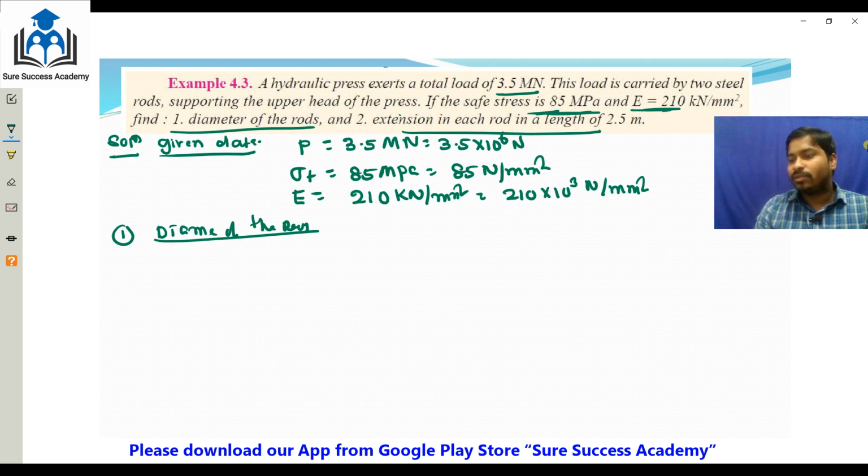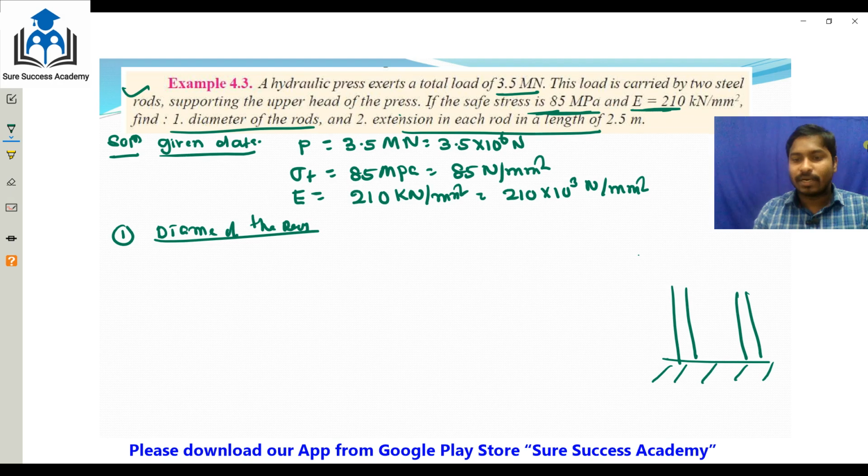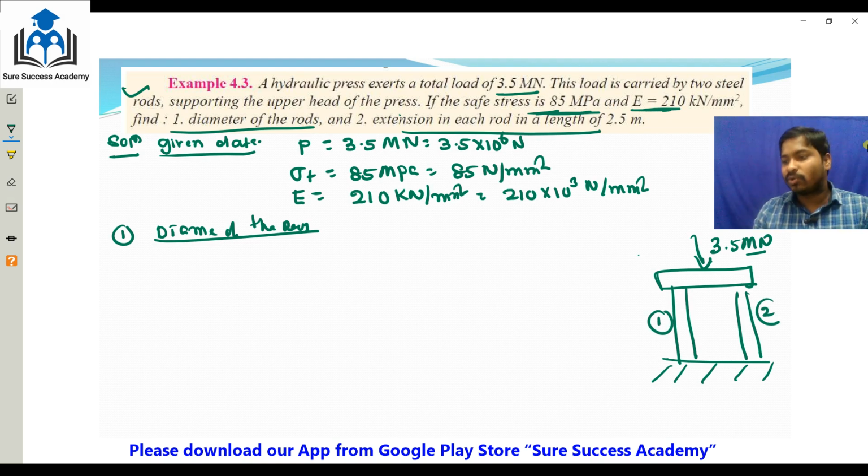Diameter of the rod. We know that the diameter of the rod is calculated from the total hydraulic load. This load is carried by two steel rods. Suppose this is a hydraulic press, and this is rod 1 and rod 2. The two rods are taking a load of 3.5 mega Newton.